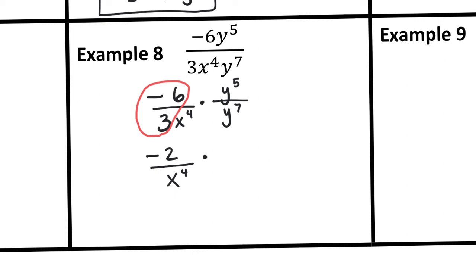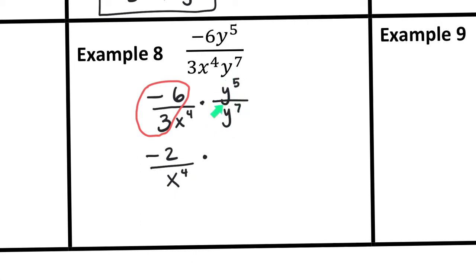What's going to happen with the y's, right? What's 7 minus 5? That's 2. So there's going to be 2 y's left over, or y squared left over. But are they going to be left over on the top or on the bottom? It depends which part has more. Does the top have more y's or the bottom?